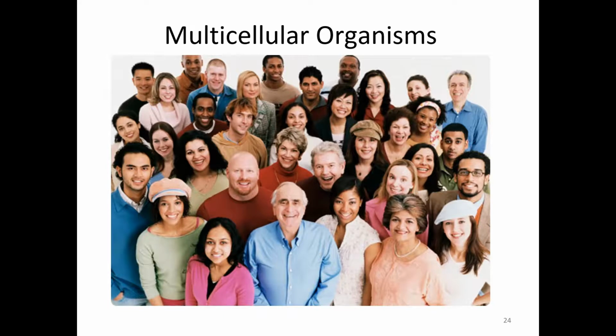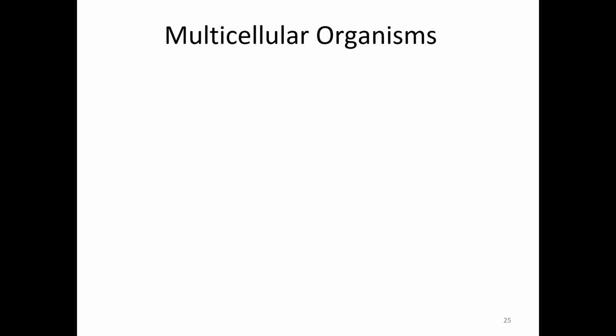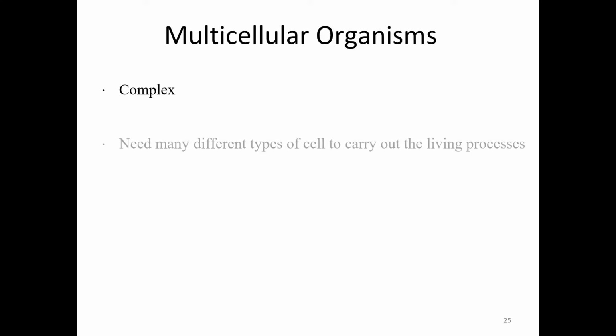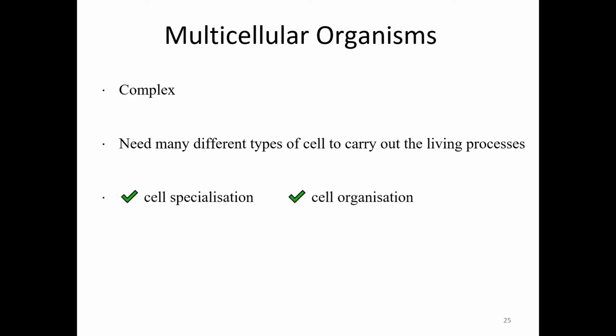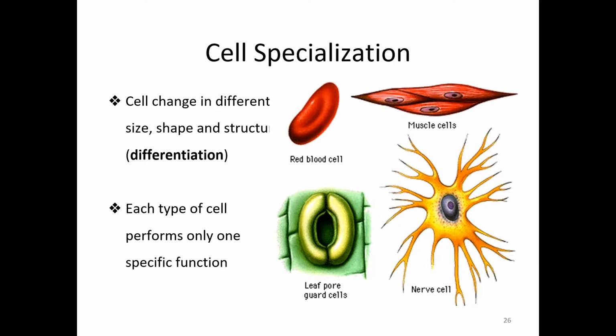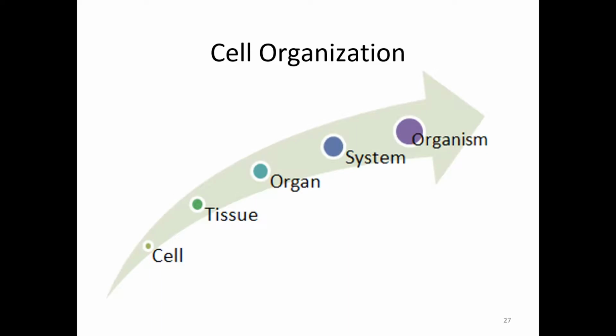Multicellular organism. Multicellular organisms are complex living organisms that need many different types of cells to carry out the living processes. Cell specialization: cells change in different size, shape and structure. Each type of cell performs only one specific function. Cell organization starts from cell, tissue, organ, system and lastly organism.